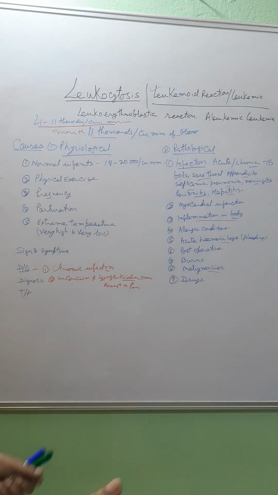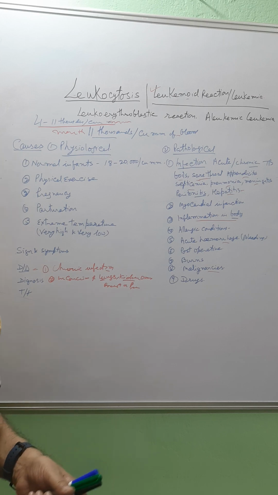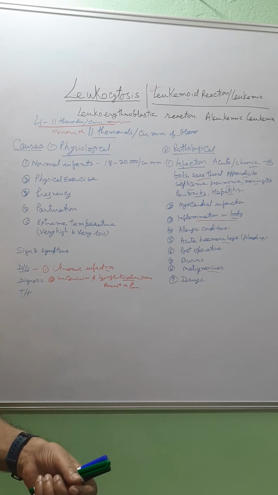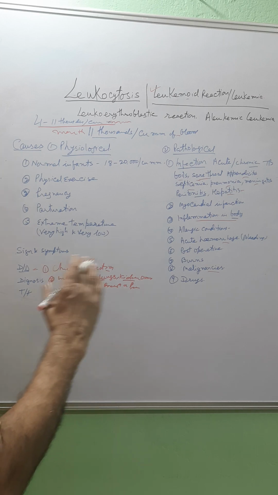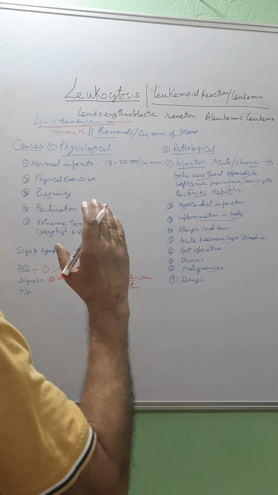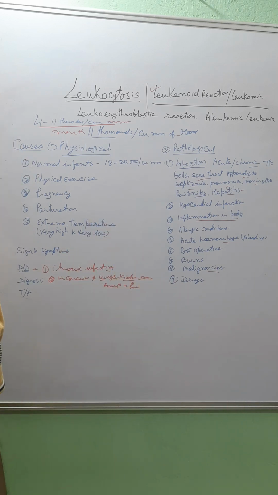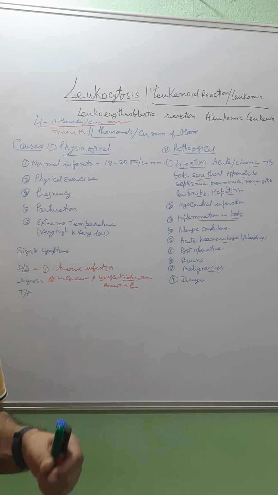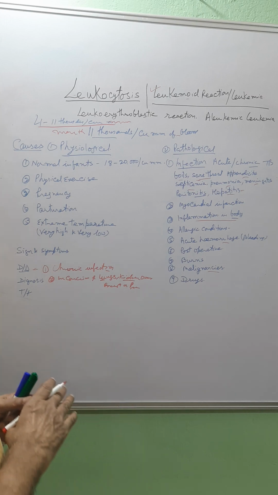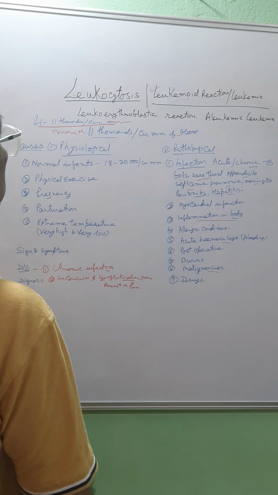It is in the range of 40 to 50,000 per cubic millimeter of blood. But to differentiate it from leukemia, the leukocyte alkaline phosphatase is raised. In case of leukemia, the leukocyte alkaline phosphatase is reduced. This is chronic. Number 3 is leukemia.